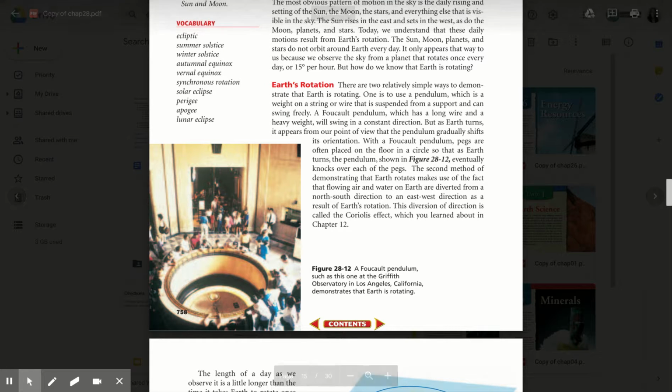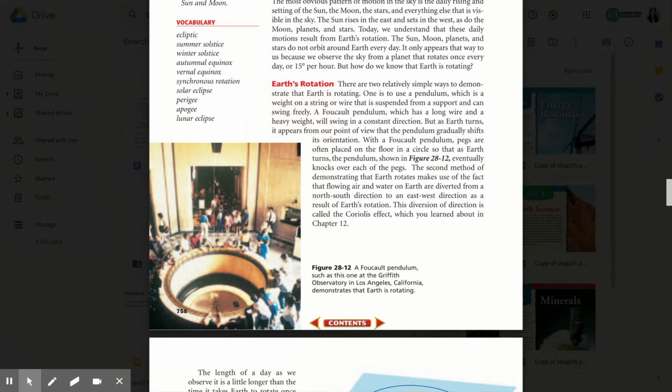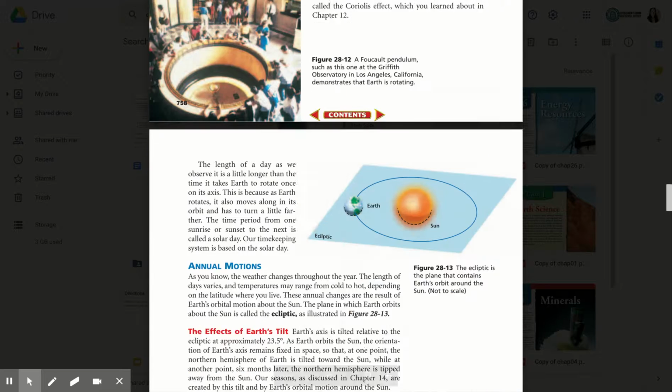The second method of demonstration that Earth rotates makes use of the fact that flowing air and water on Earth are diverted from a north-south direction to an east-west direction as a result of Earth's rotation. This diversion of direction is called the Coriolis effect, which you learned about in chapter 12.